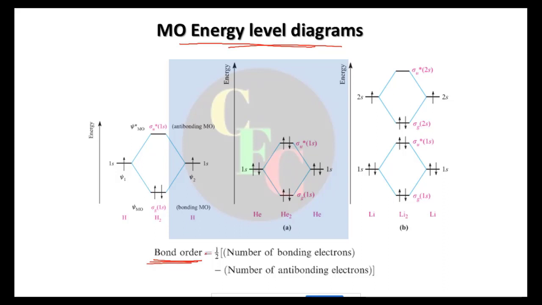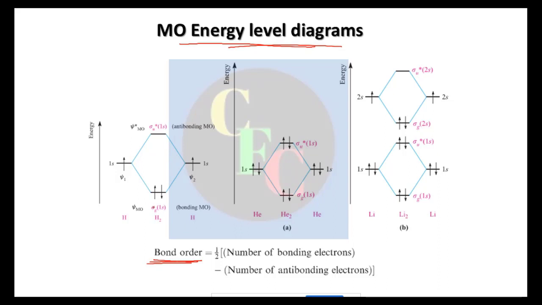Bond order is defined as half of the number of bonding electrons minus the number of anti-bonding electrons, that is, the number of electrons present in bonding orbitals minus the number of electrons present in anti-bonding orbitals. You do this and divide it by 2, you get the bond order.